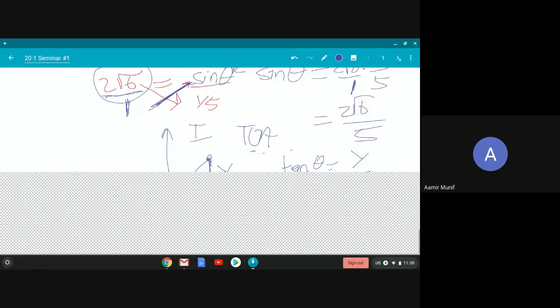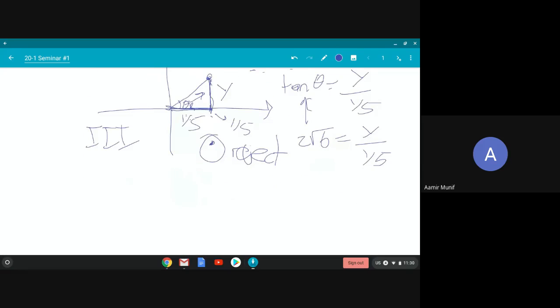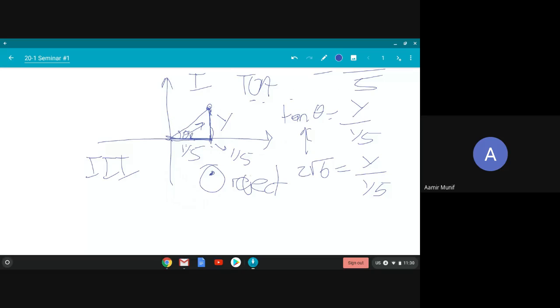Once you solve for y, then you will get the answer. So it boils down to the same thing. But I guess the best way would be to figure out what your hypotenuse is, right? So you'll have to square 5, square y, and then take the square root of that.